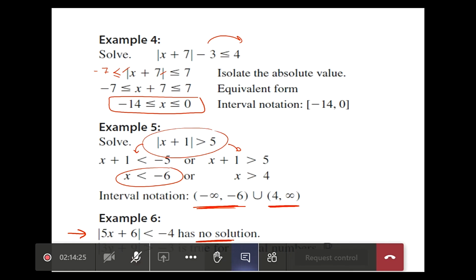But if the absolute value is greater than a negative number, this is R, the real numbers, because any value of x or y substituted in absolute value must be 0 or positive. So this is greater than by default, meaning greater than any negative number, right? So this is R.